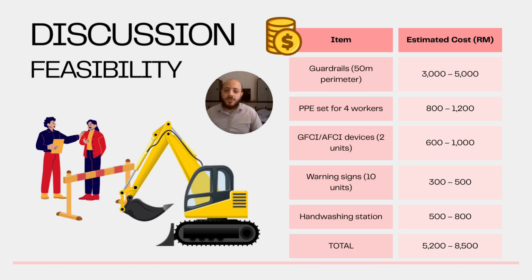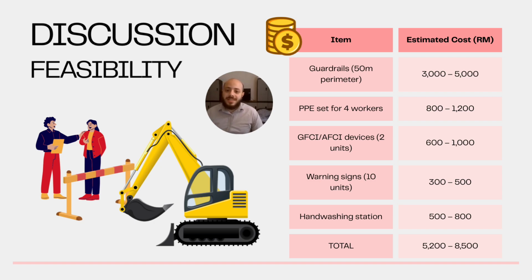The total estimated cost for implementing all these controls is between 5,200 and 8,500 ringgit. Breaking it down, guardrails cost around 3,000 to 5,000 ringgit. The PPE for 4 workers costs 800 to 1,200 ringgit. The GFCI devices cost from 600 to 1,000 ringgit, warning signs cost from 300 to 500 ringgit, and the hand washing station costs from 500 to 800 ringgit.